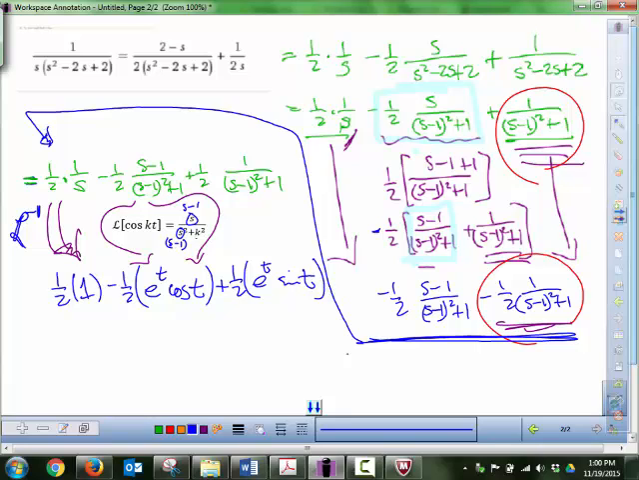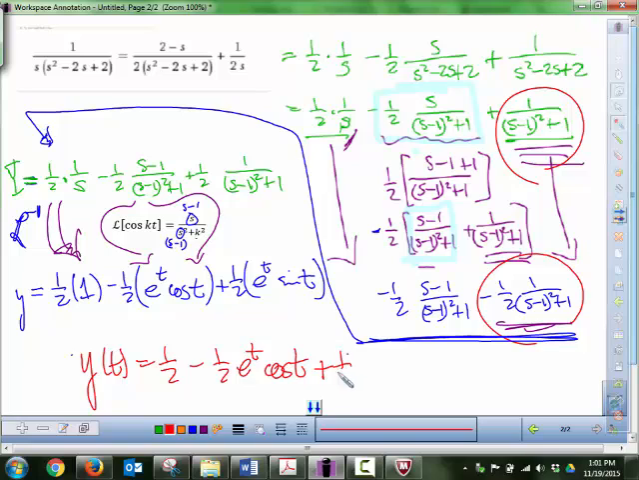Oh, remember that this was originally capital Y, so this must be little y. I don't know if we need to rewrite it. I'll rewrite it. So your final answer, y of t, is 1/2 minus 1/2 e to the t cosine t plus 1/2 e to the t sine t.